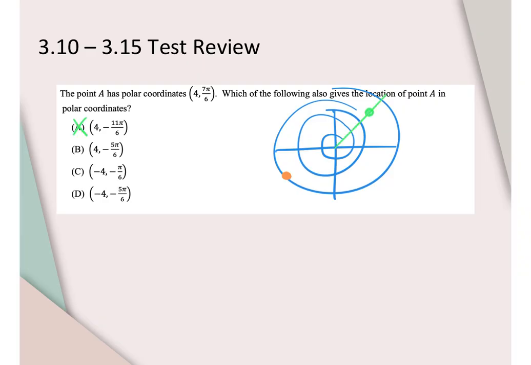Okay. Negative 5 pi over 6 is down here, right? And a positive 4 is the one that overlaps. Negative pi over 6 would be here. Negative 4 puts it in the second quadrant. That one doesn't work. Negative 5 pi over 6 is again down here, but a negative 4 puts it in this quadrant, so that one doesn't work. B's the only one that was the overlap.